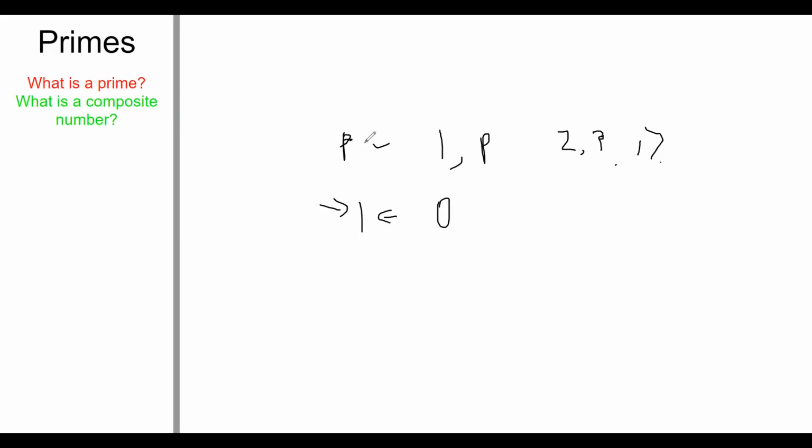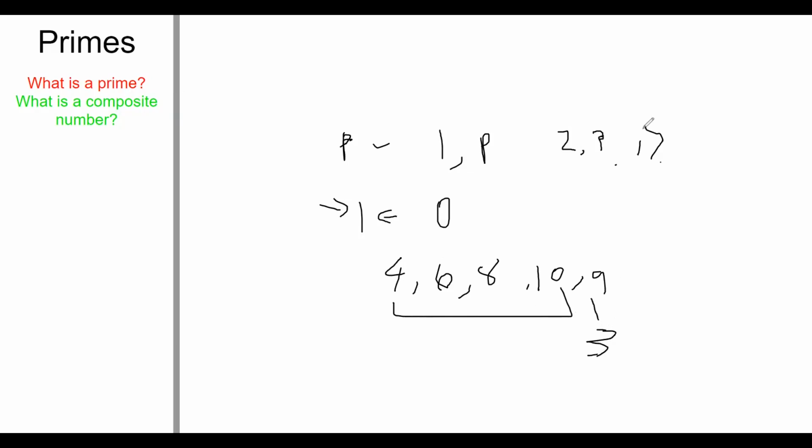All right, so composite numbers are going to look like 4, 6, 8, 10, 9, etc. So these numbers are all divisible by a number that's not 1 or itself. So these are all divisible by 2. This is divisible by 3. So they're composite.